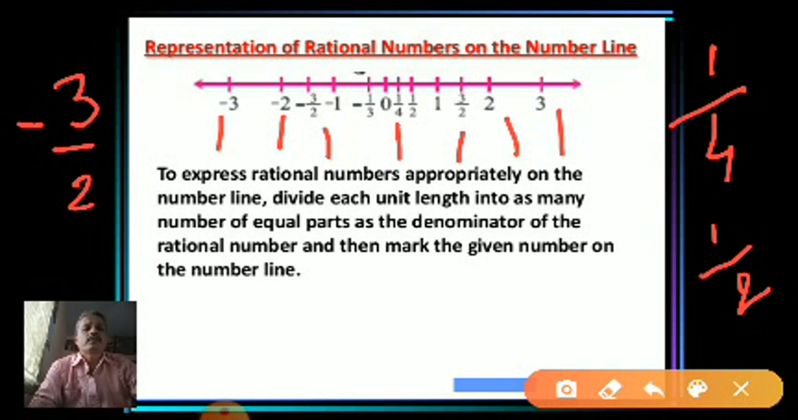To express rational numbers appropriately on the number line, divide each unit length into as many equal parts as the denominator of the rational number, and then mark the given number on the number line.